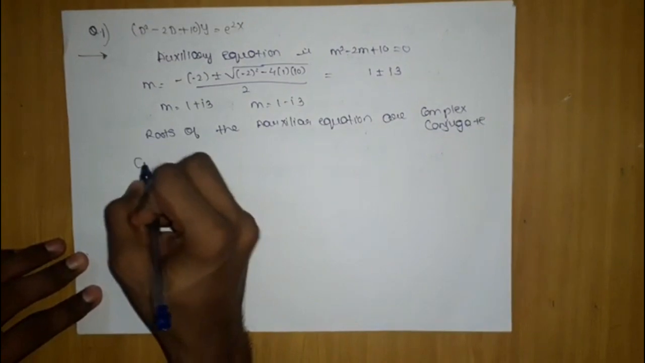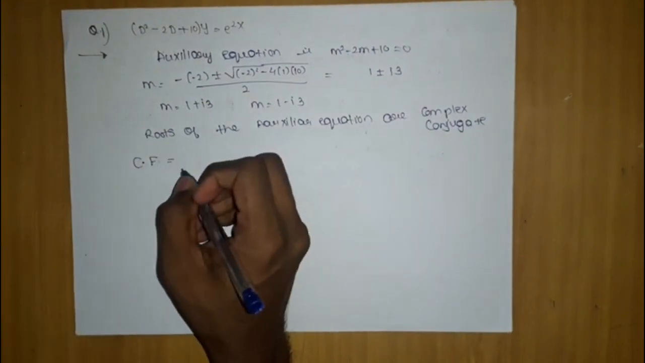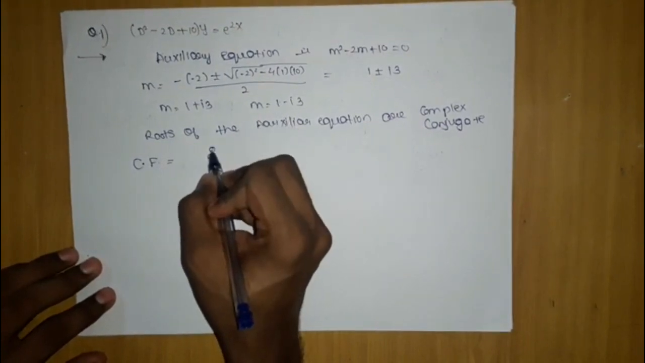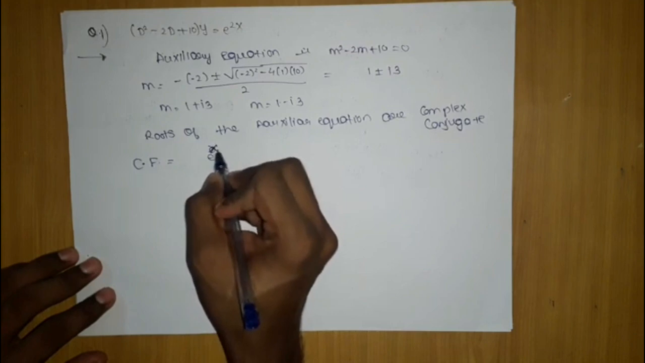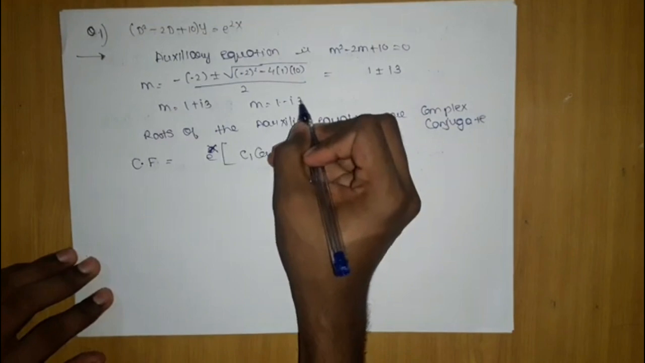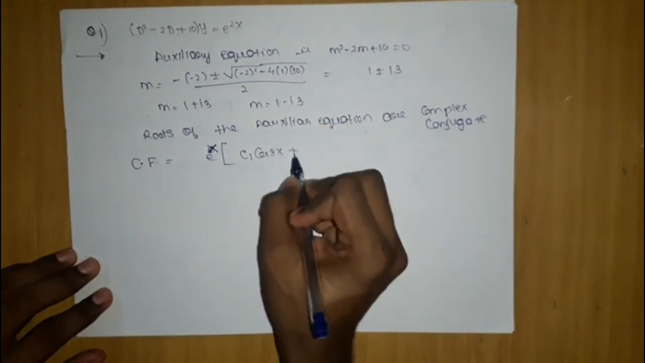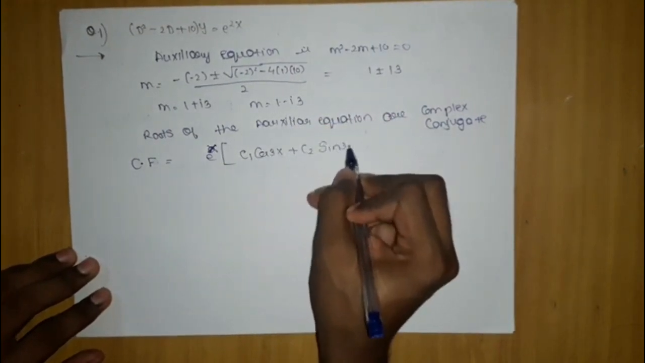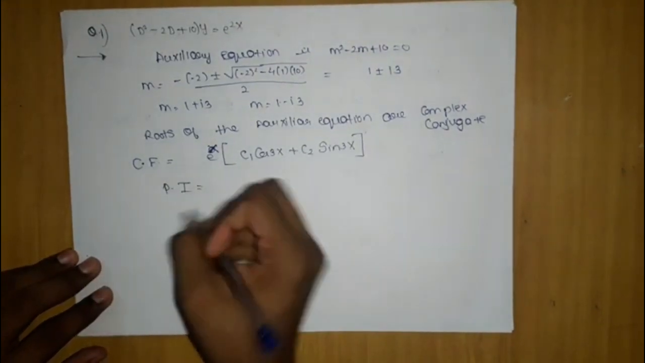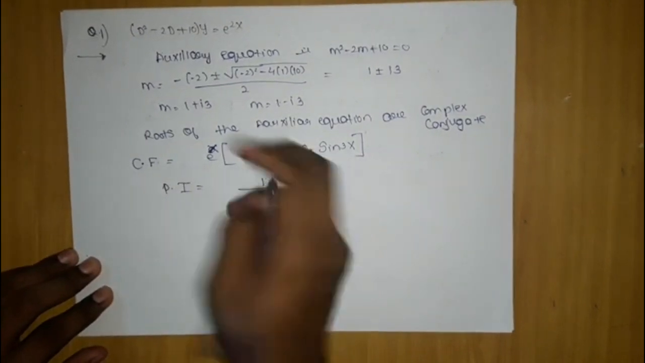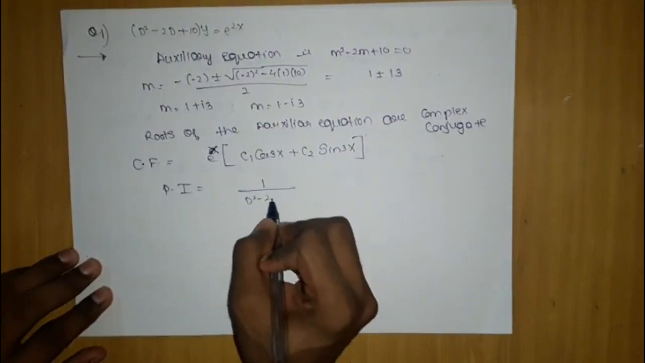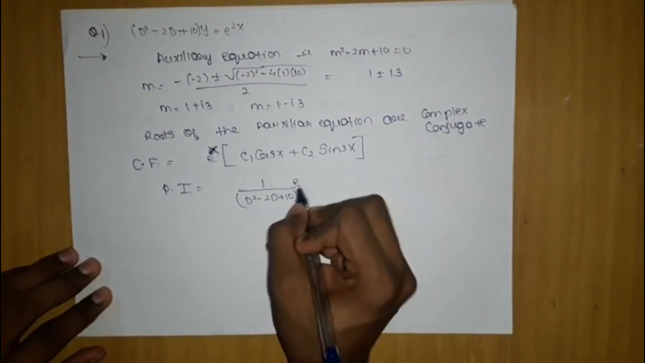After this we know how to write the complementary function, CF. The complementary function is e power ax, where a is the real part, which is 1, so e power 1 into x, into (c1 cos 3x plus c2 sin 3x), where 3 is our beta. So this is our complementary function, which was very easy. Now the particular integral will also come in this. So 1 upon f of D, where f of D is whatever is attached with y. We will write here 1 upon (D square minus 2D plus 10) into e power 2x.